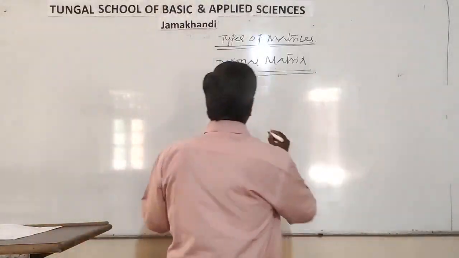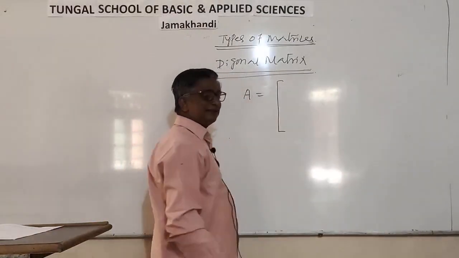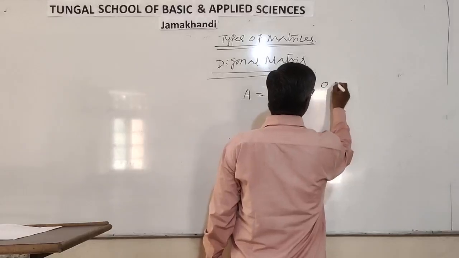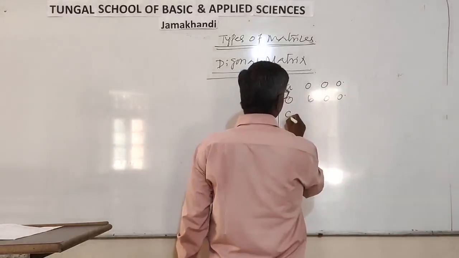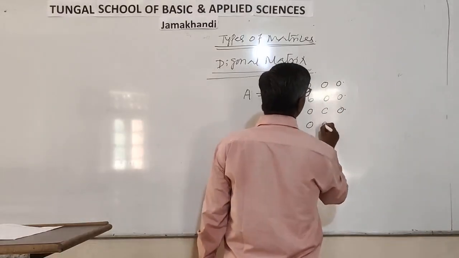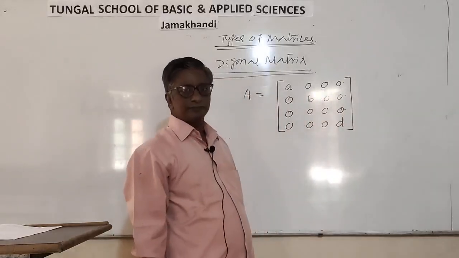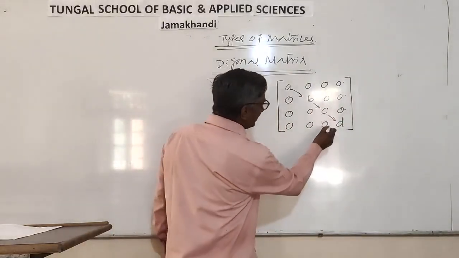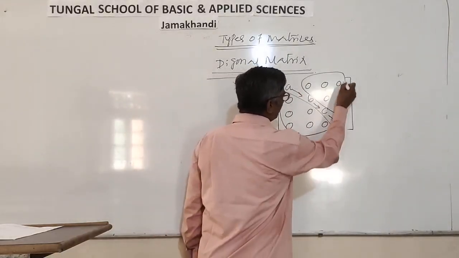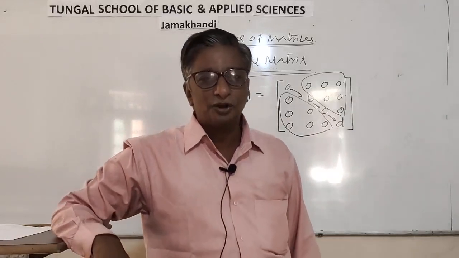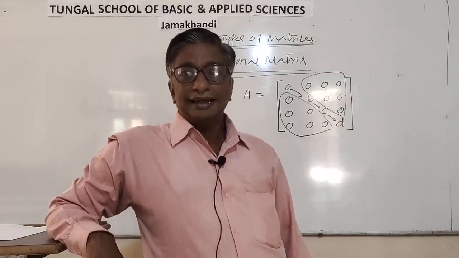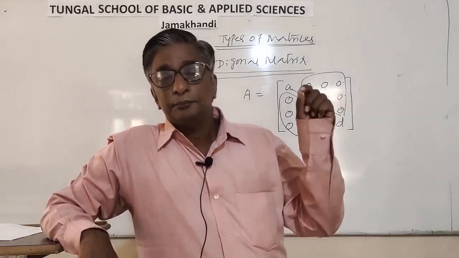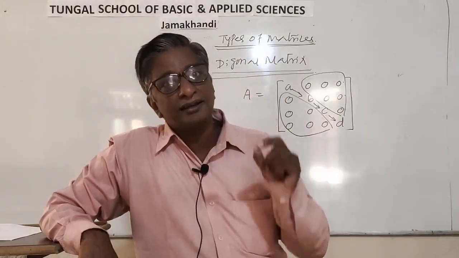For example, A is a matrix of order 4 into 4. A 0 0 0, 0 B 0 0, 0 0 C 0, 0 0 0 D. Diagonal means the principal diagonal elements are present, but the other elements are equal to 0. Then this matrix is called a diagonal matrix. A square matrix whose diagonal elements are present, but other elements are 0.